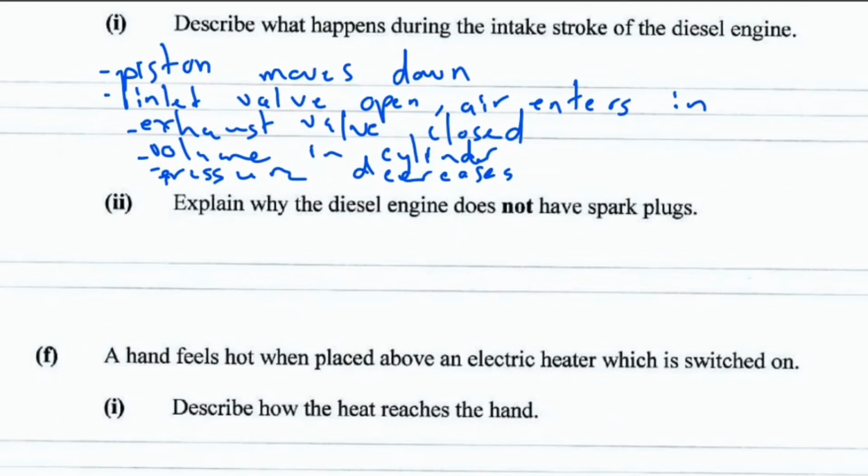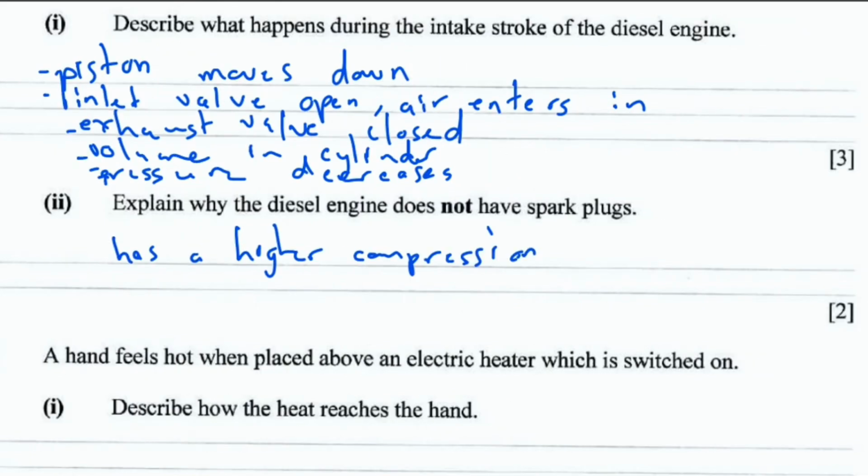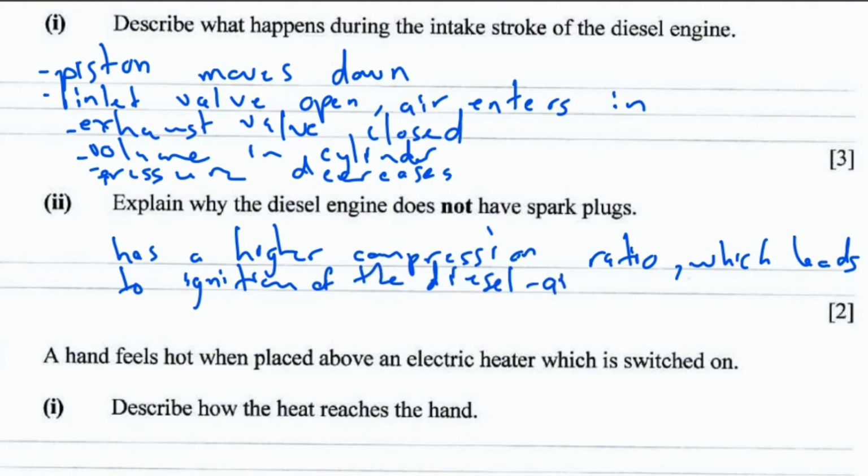Explain why the diesel engine does not have spark plugs. You remember from the petrol engine that the petrol engine has got spark plugs, but the diesel engine has got injectors. So what happens is the diesel engine has a high compression ratio. It means that this fuel-air mixture will be so compressed that it can ignite by itself, which leads to ignition of the diesel air mixture, since this is a diesel engine.